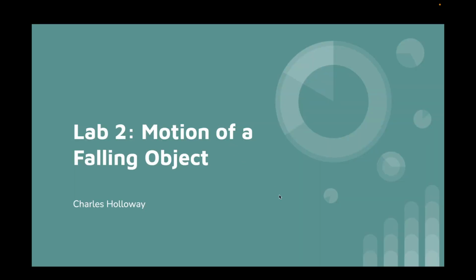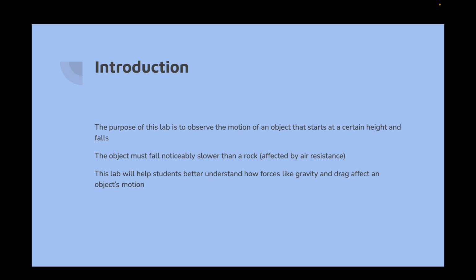Lab 2, motion of a falling object. So the purpose of this lab is to observe the motion of an object that starts at a certain height and falls. The object must fall noticeably slower than a rock, which means it must be affected by air resistance. This lab will help students better understand how forces like gravity and drag affect an object's motion.